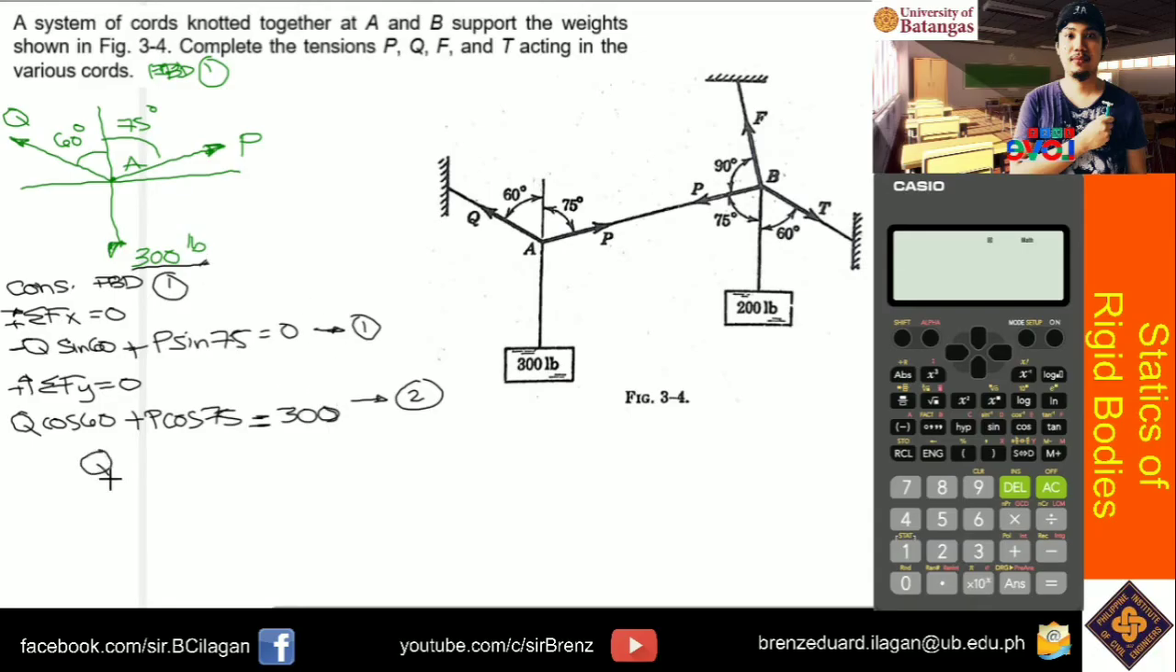So marunong ba kayong pumindot sa calculator nito? Okay, so ito naman, pwede nyo namang manualin by process of elimination. Or gamitin mo ng calcu. So mode 5, two equations. Okay guys, so pindutin natin. So ang gamit ko ngayon is yung FX991EX. So just press the menu.